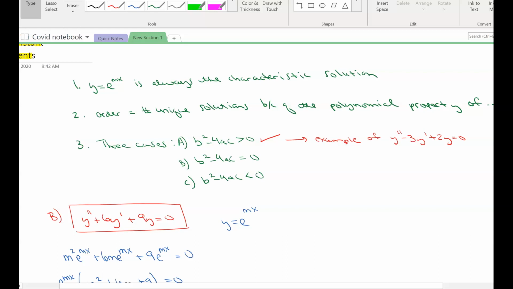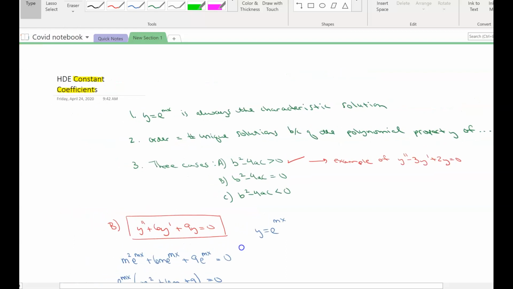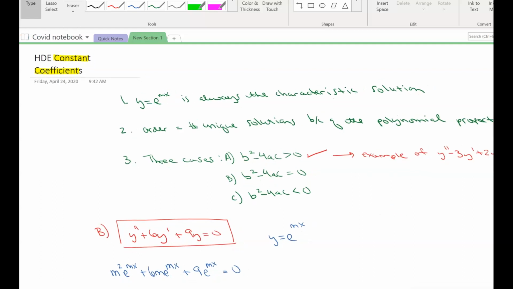Good morning, DiffyQs. This is Friday, and this is a lesson on homogeneous differential equations with constant coefficients.